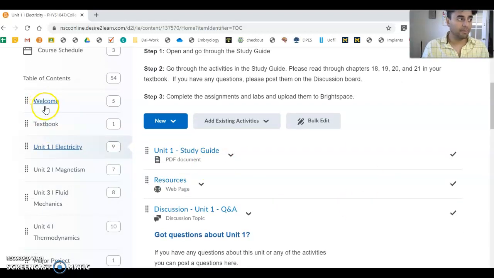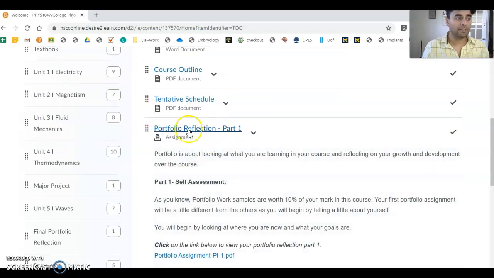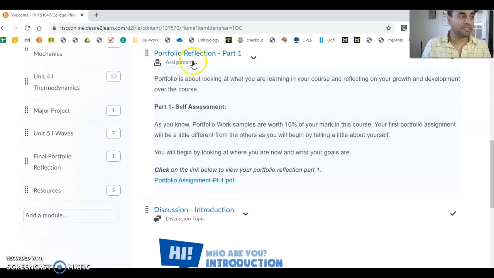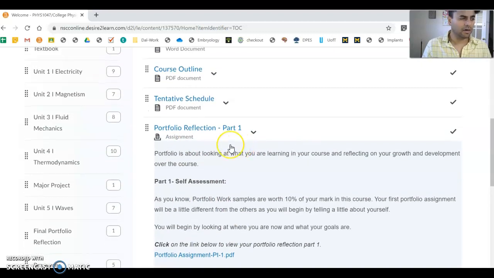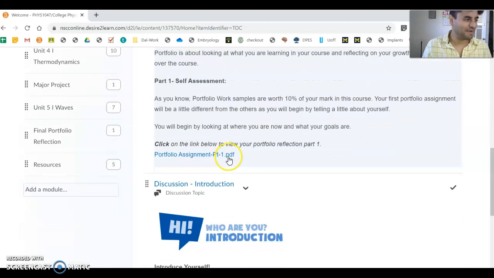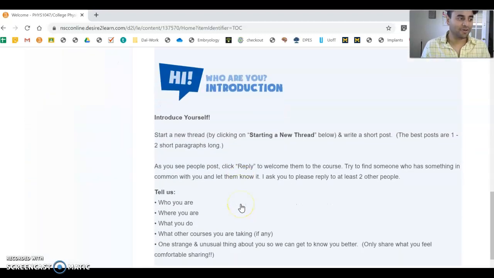Okay, so before I jump on to unit 1, one of the things that is due is this reflection portfolio part 1. This is a pre-assessment, or your way of thinking about what you would expect from this course. Okay, so this will be due within a few days, I guess. I'll check and come back. And also your introduction post.